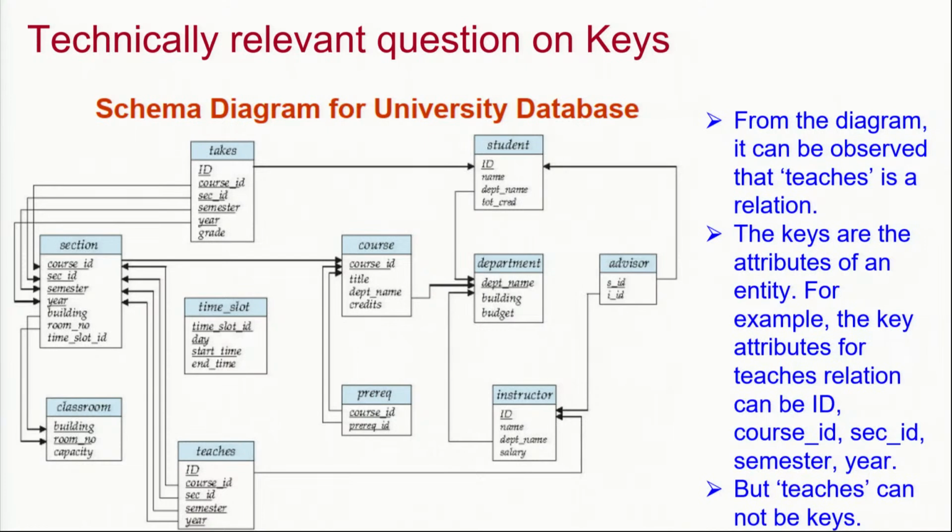Now, if you think about it, this teaches is nothing but a relation in the ER diagram. It must be a relation in the ER diagram, where one instructor can teach in many sections. Similarly, one section is taught by many instructors, right. Now, this is a many to many relationship.